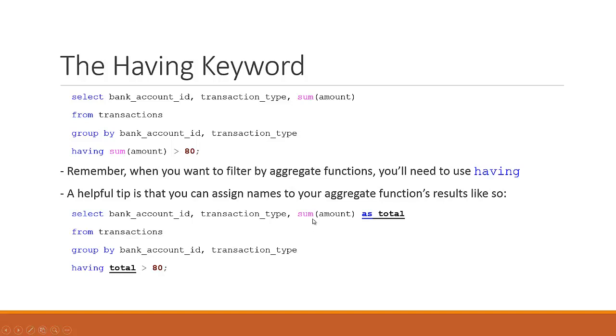Okay, it just saves you some typing, and what it'll do also is this will show up in the results when we actually run this. It won't show up as sum amount, it'll show up as total. Okay, so it'll say bank account ID, transaction type, total. So it's also helpful for the end result when you get the results back from the database. So, okay, that's just a quick tip for you.